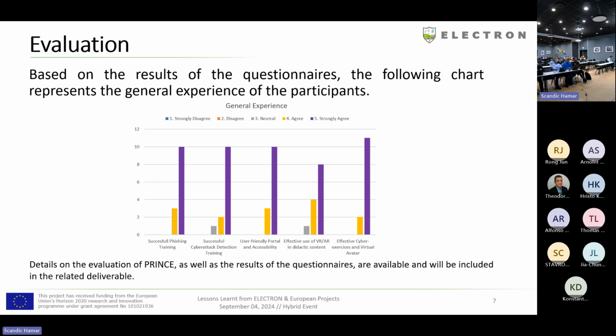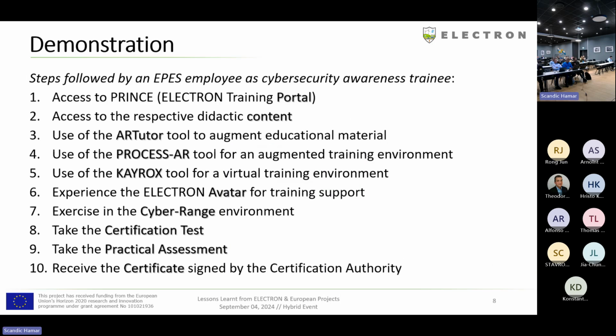And here you can see the steps that we will present through our demonstration video, which is basically about the access to the Prince portal, the didactic content, the utilization of the AR tutor, process AR, and KROX tools as part of the learning process, the functionality of the ELECTRON avatar component and the cyber range facility for the completion of the virtual exercises, and last but not least, the certification process about the theoretical and practical assessment, and the steps that the trainee needs to take in order to receive the certificate, an issued certificate, which in our case was Technalia. Now we could play the video.